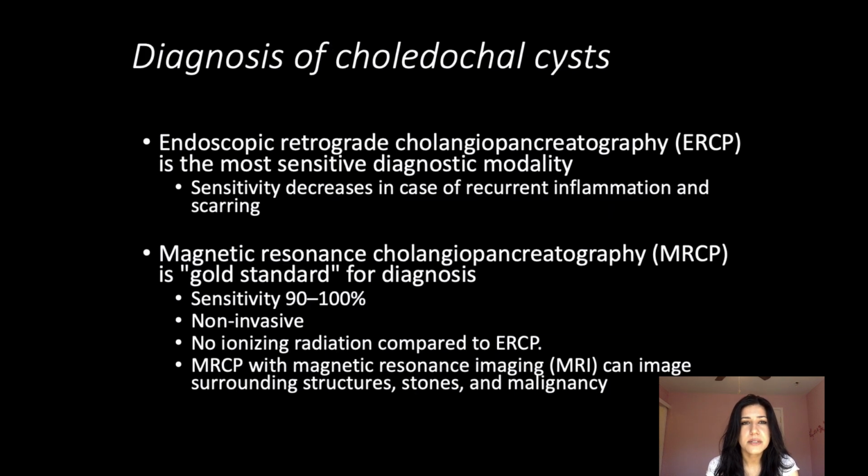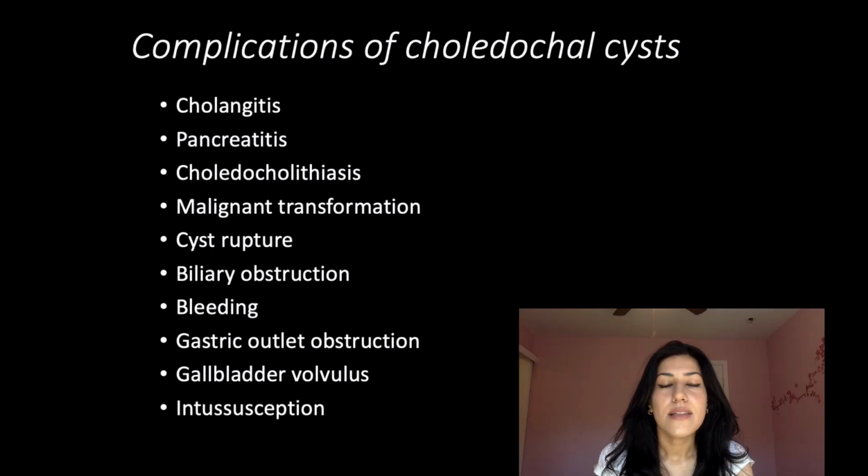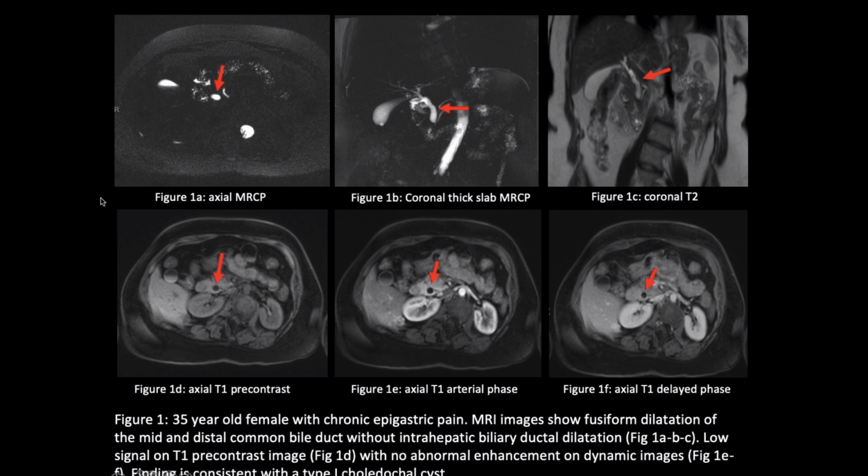and vomiting and fever. There are two diagnostic tools we use for diagnosis of choledochal cyst: ERCP and MRCP. ERCP is invasive and the sensitivity decreases in cases of recurrent inflammation and scarring. MRCP is the gold standard for diagnosis, with sensitivity up to 90 to 100%, is non-invasive, and there's no radiation. There are multiple complications of choledochal cyst. I listed them here and I will show you cases of some of them as well. So we'll start with some cases.